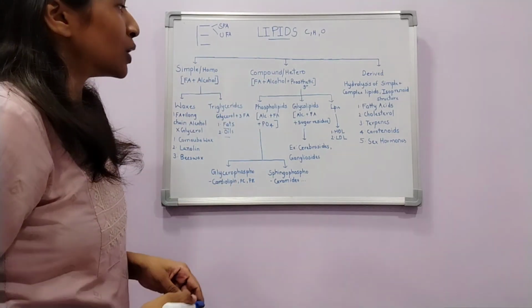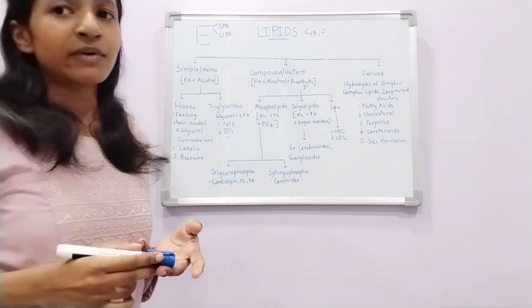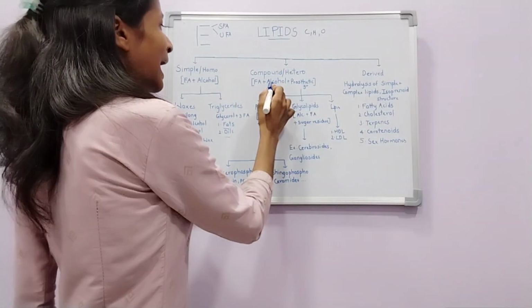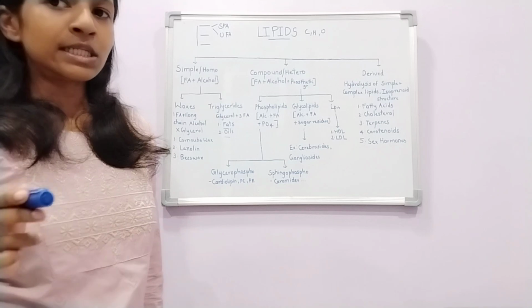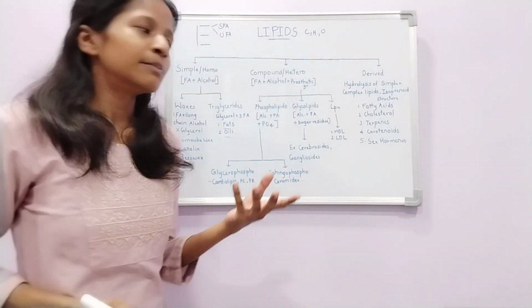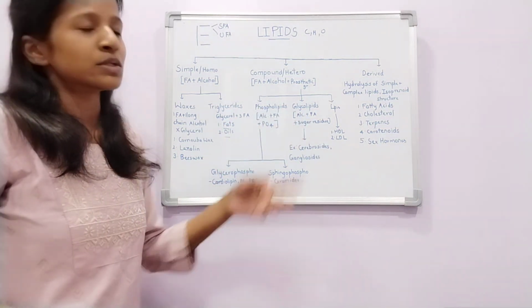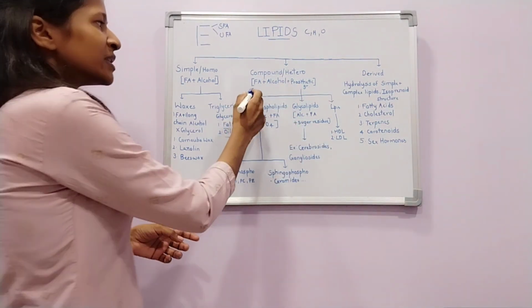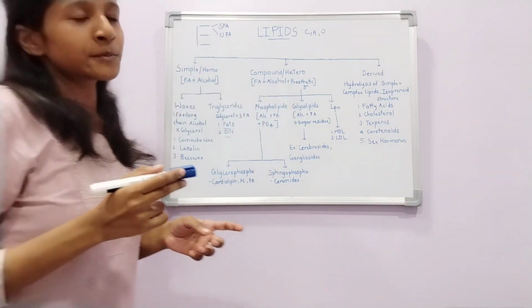Moving on to the compound lipids, they also have 1 or 2 fatty acid molecules. They have an alcohol group. Then there is an additional prosthetic group that is present. The prosthetic group can be anything. It can be phosphate in the case of phospholipids. It can be sugar residues. So along with the fatty acid molecule and alcohol, there is a prosthetic group.